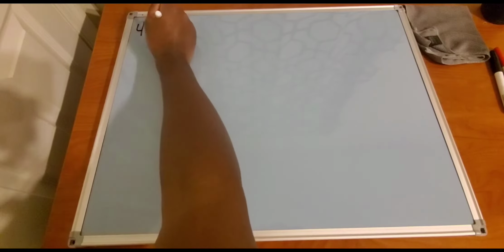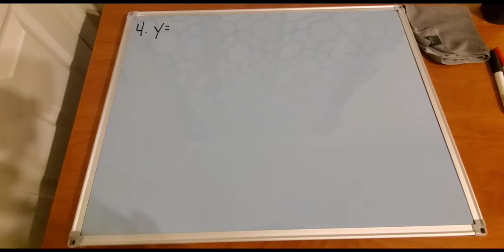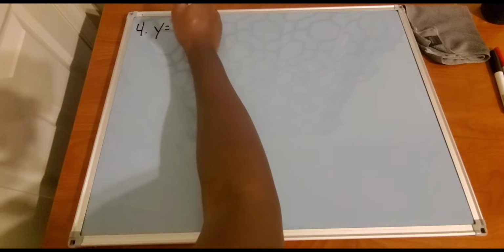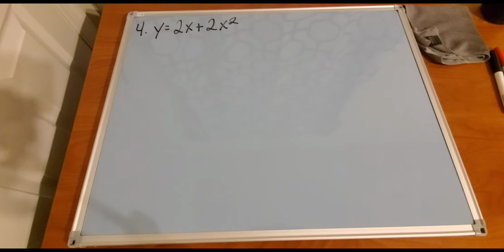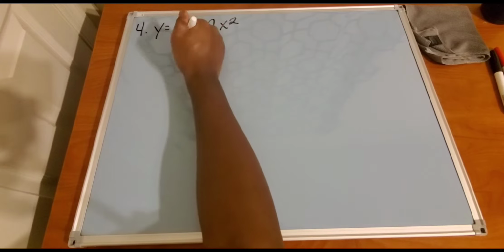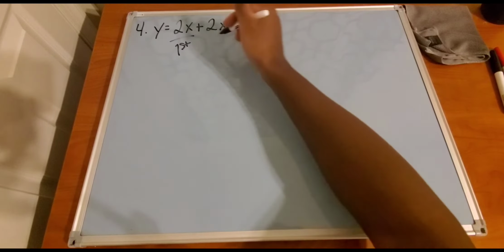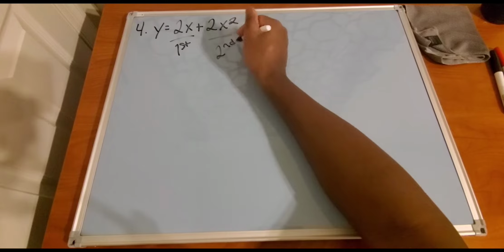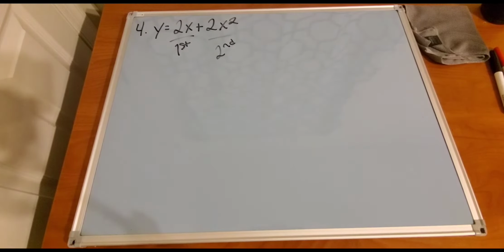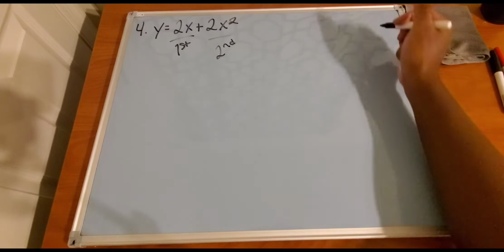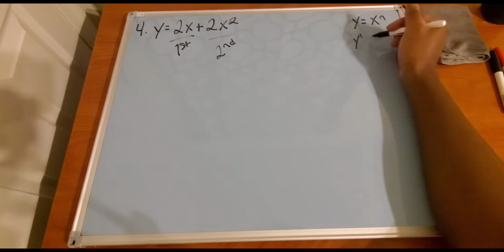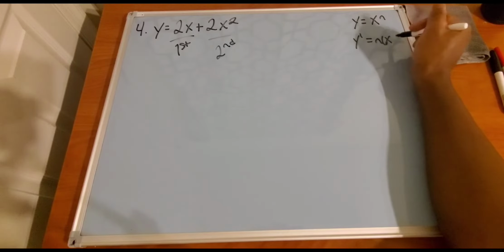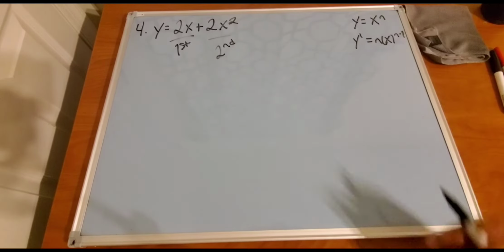For question number 4, we have y is equal to 2x plus 2x squared. For this power rule, we actually have to do it twice. We're going to do it once for the 2x, and again for the 2x squared. Let's go ahead and do it for the 2x first. We'll write off to the side here our definition of the power rule, and keep that there as a reference.